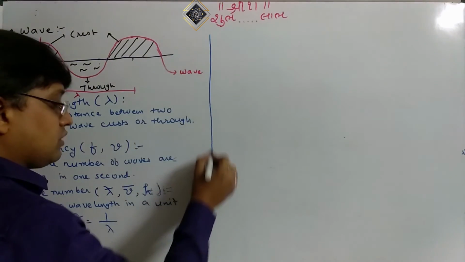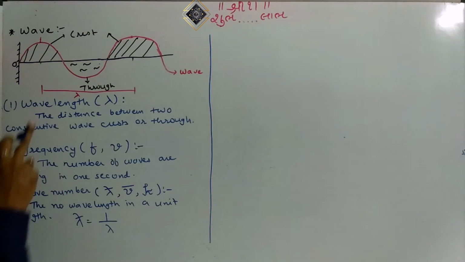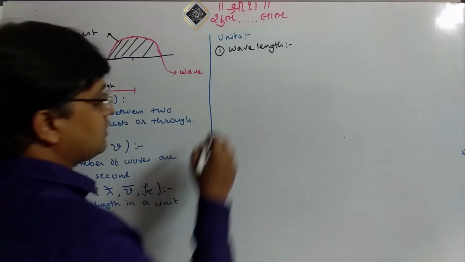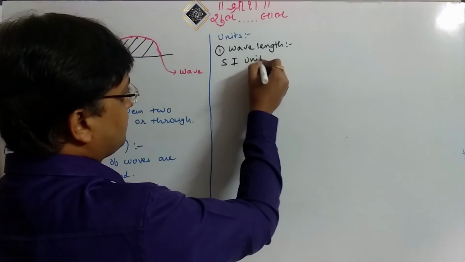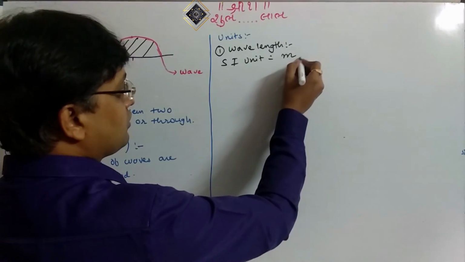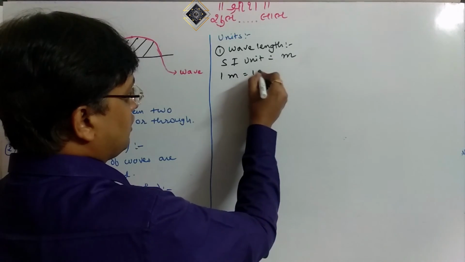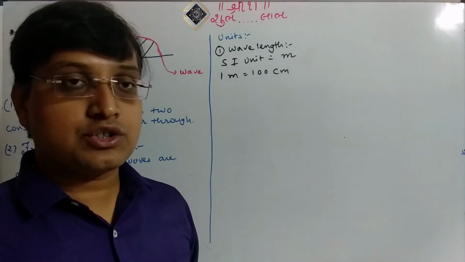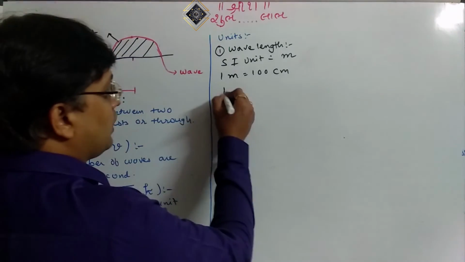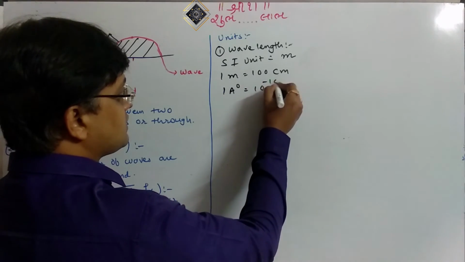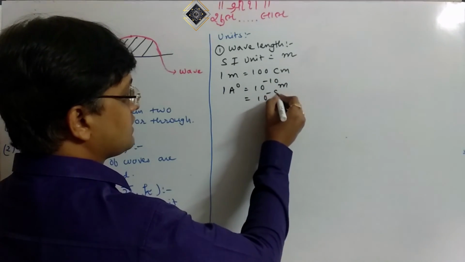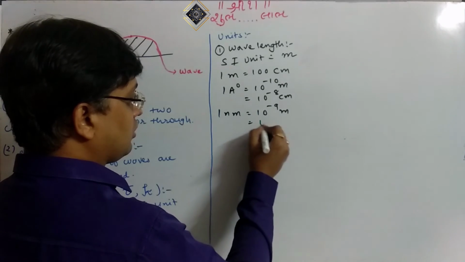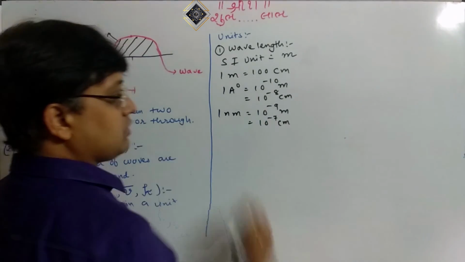Let's define the units of wavelength, frequency and wave number. Wavelength is a distance, and distance is measured in the SI unit meter. The other smaller unit is centimeter. 1 meter is equal to 100 centimeters. The wavelength of waves is generally measured in angstrom or nanometer. 1 angstrom is equal to 10 raised to minus 10 meter. It can be written as 10 raised to minus 8 centimeter. And 1 nanometer is equal to 10 raised to minus 9 meter or 10 raised to minus 7 centimeter.